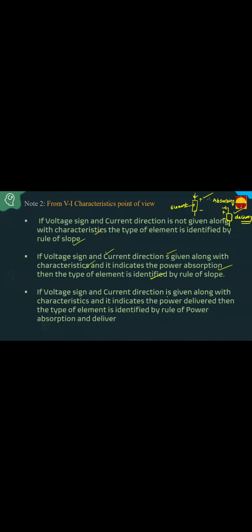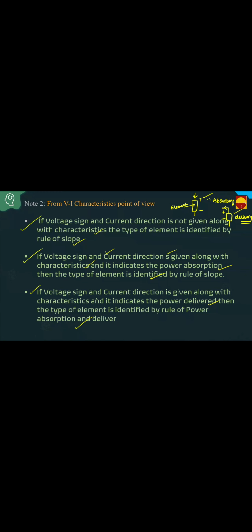If voltage sign and current directions are given along with characteristics and they indicate power delivery, then according to that current direction, if it indicates power is delivering, the type of element is identified based on power absorption and delivery, not the rule of slope. Don't apply the rule of slope here. Here only the rule of slope.